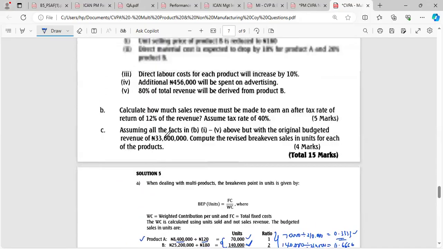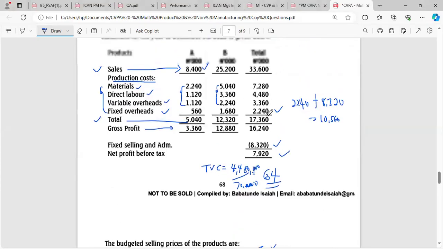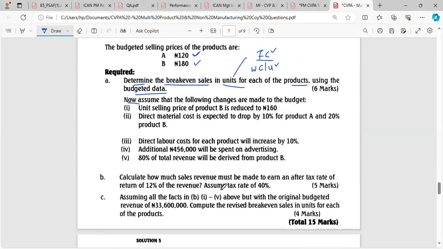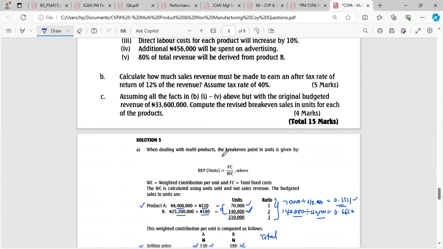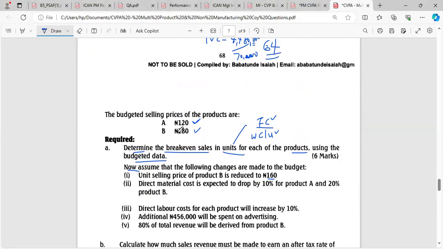Now look, assuming that the following changes are made to the budget. Where is the budget? This is the budget. Let us make some changes to the budget now. So just hold your calculator, we'll do some plus and minus. If changes are made to the budget, what is going to happen? Unit selling price of B is reduced to 160 naira. It means that our selling price for B, where is the unit selling price for B? This one, cross it out. 160 is what we are making use of now.